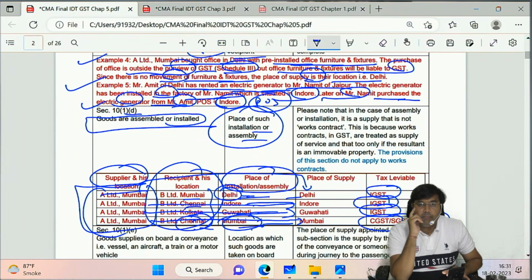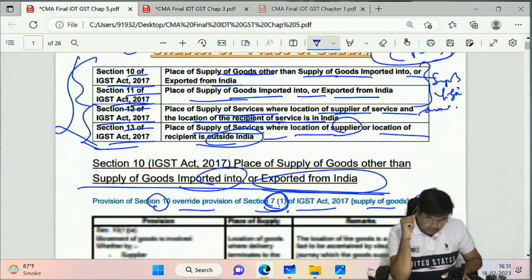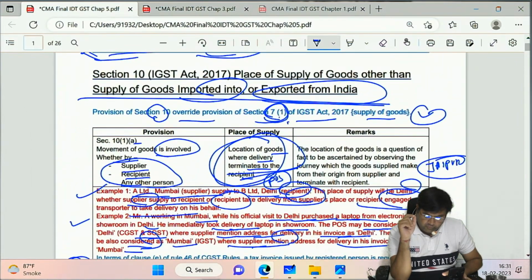Why? Because a work contract is basically a supply of service. You people are aware why it is a supply of service, because it is immovable property. So for supply of service, how can you use section 10 of IGST? Because section 10 is for place of supply of goods. It is not for place of supply of services. So for work contract, never ever use section 10.